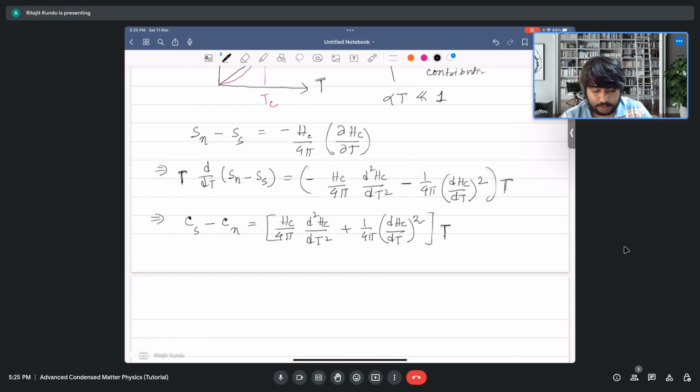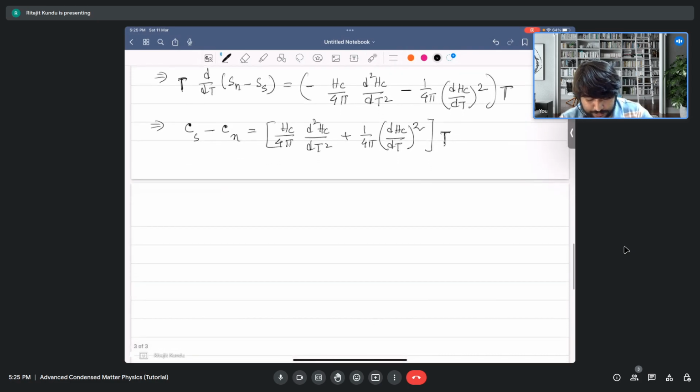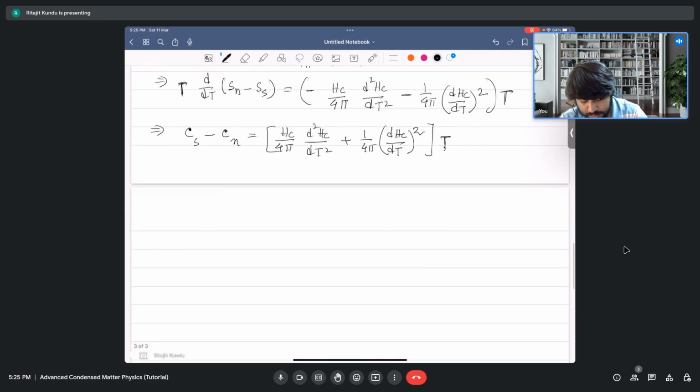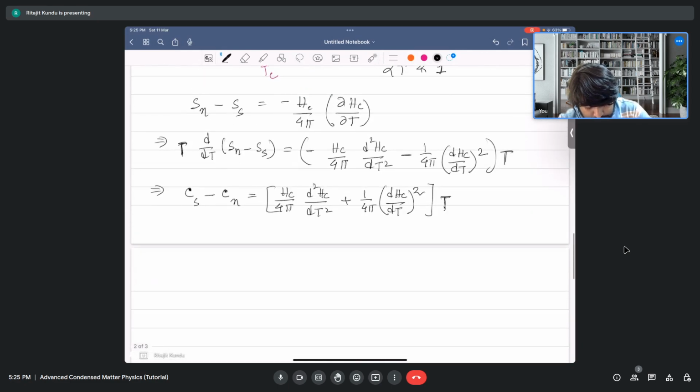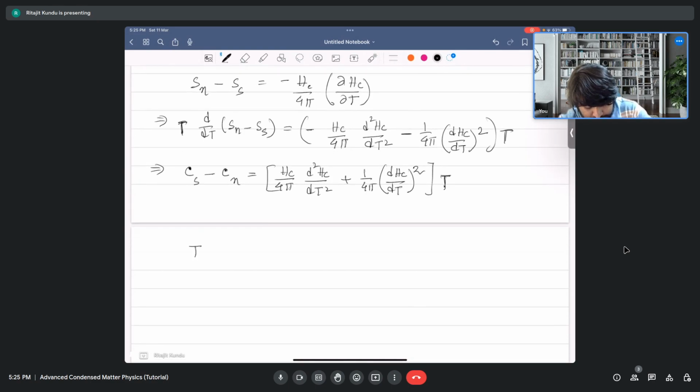Okay, so this might look a little bit complicated, but it will actually be simplified significantly. So you can see that below Tc, when T is less than Tc, the right-hand side is actually a positive quantity. The temperature dependence I will introduce slowly, but let's look at this particular limit when T is exactly at Tc.